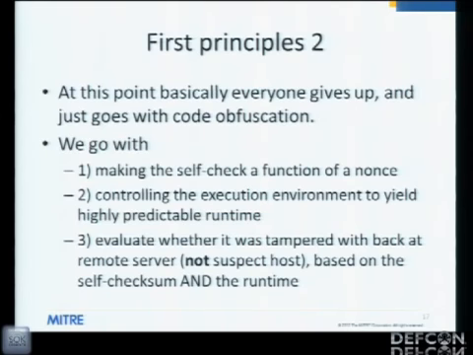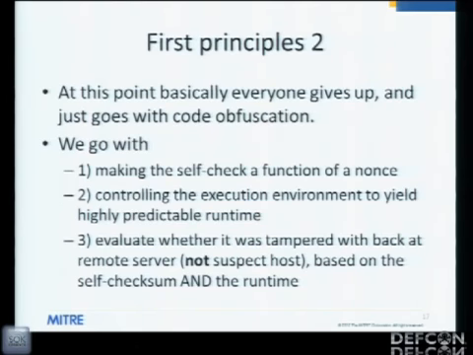And so in order to do that, we have to fundamentally change our approach from what I just showed you. So first of all, we have to make our self-check, the hash that we're doing over our own code, a function of a nonce, a random value sent from a verifier. That way the attacker can't just hard code the correct value, right? Because it's going to be different depending on the random value coming from the verifier.